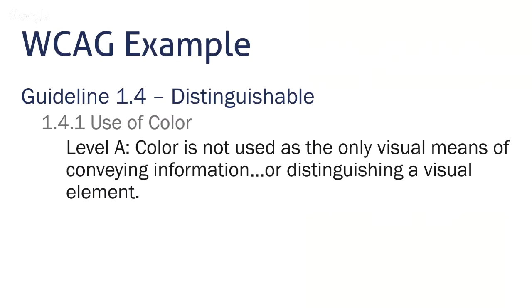And here's an example of the guidelines. So guideline 1.4 is that things must be distinguishable. And the sufficient technique, level A, for the use of color is that color can't be used as the only visual means of conveying information or distinguishing a visual element. This applies to Power BI perfectly.